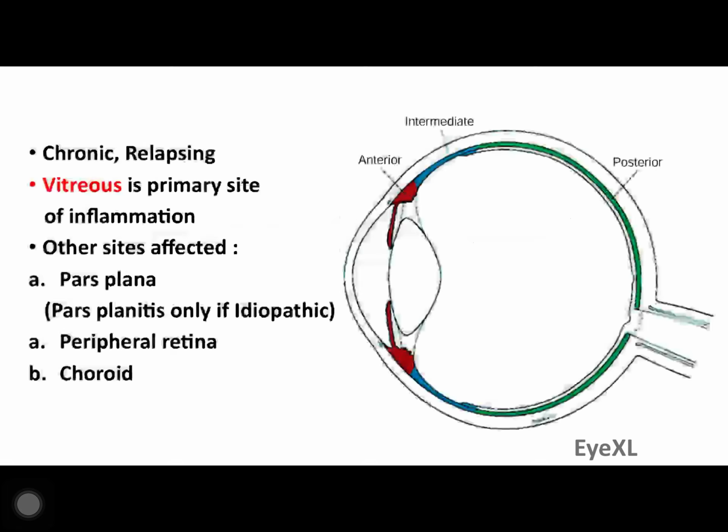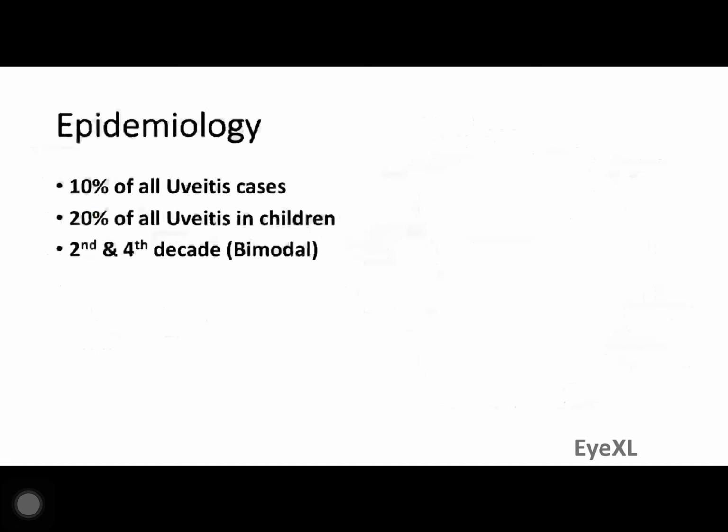Other sites are the peripheral retina, because if you go a little more posterior, then the pars plana continues into the retina, and the choroid as well, because of the anatomical continuity. So the same concept as anterior uveitis: because of anatomical continuity, a lot of the structures get affected together.